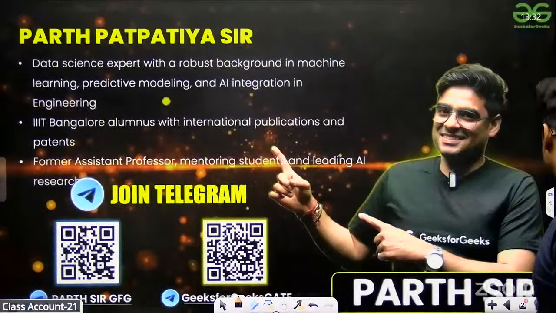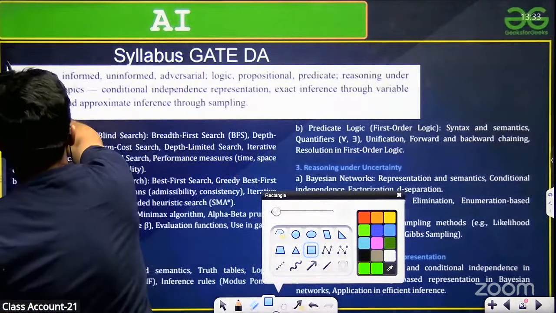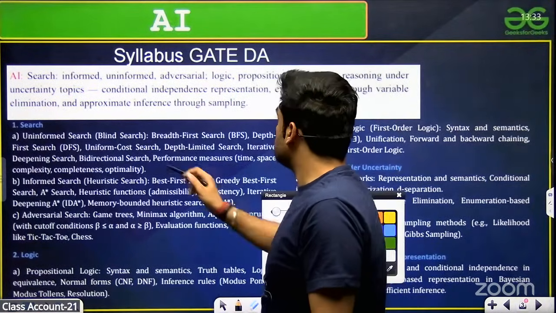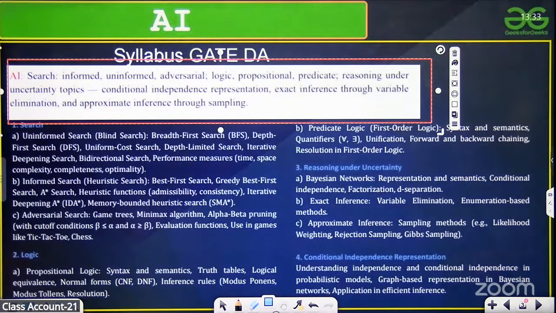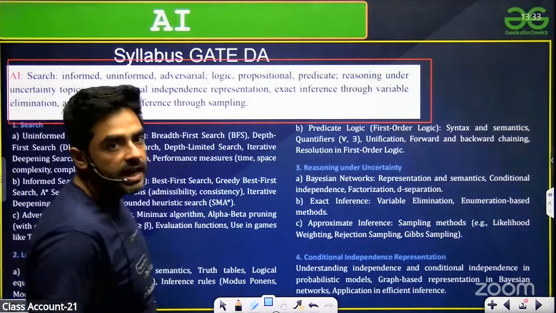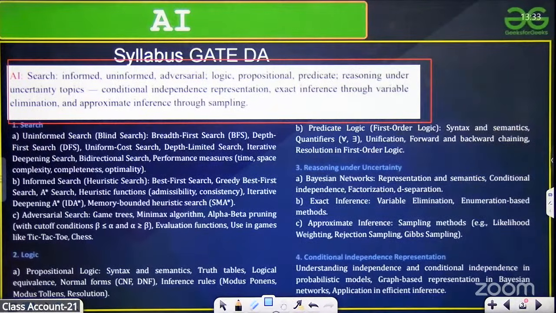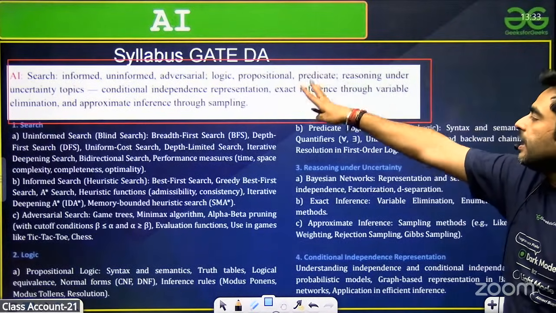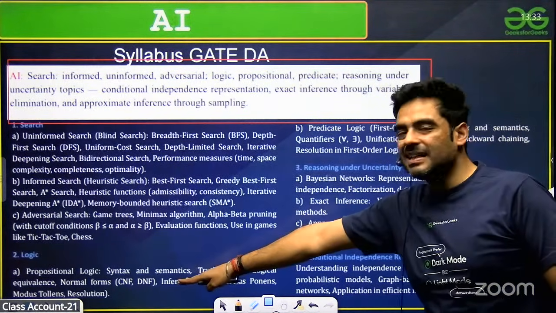This is the syllabus that is given for your artificial intelligence. It has search algorithms. Then we have the major topic that is logic, and after that, inference under uncertainty, where we will be studying certain sampling methods. So this is the detailed syllabus that I will be covering.